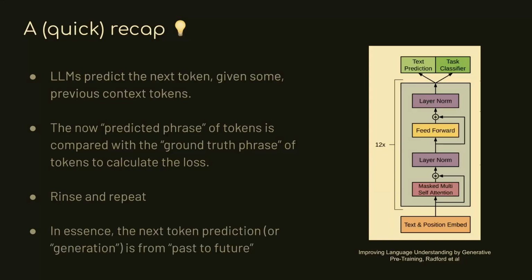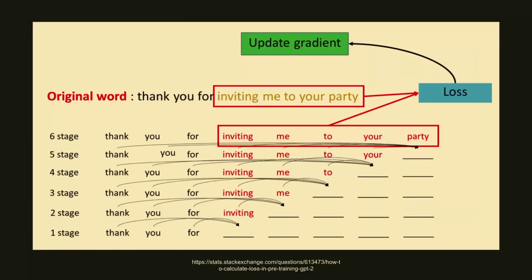The main point I want to emphasize right now is that we are doing next token prediction from past to future. I want you all to keep this in mind, the past to future thing, because it's going to come in really handy for what I'm going to come to next. Here's one simple example. If I have some context tokens like 'thank you for', I predict the next one, which is 'inviting', using all the previous ones. Then I take all four tokens including the new one, 'thank you for inviting', and predict 'me', and so on until I reach the maximum number of tokens I can predict. Then I calculate the loss, update the gradient, and do this all over again.